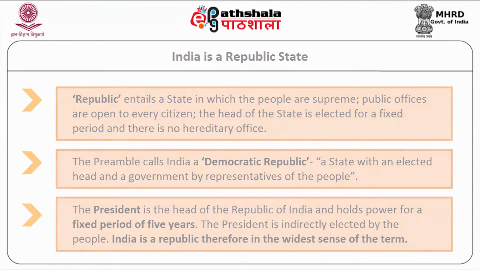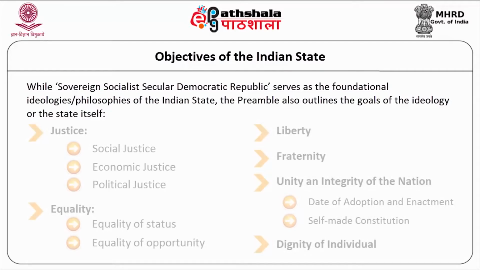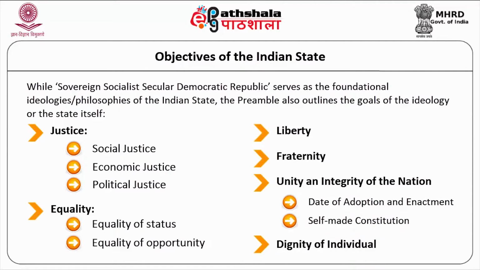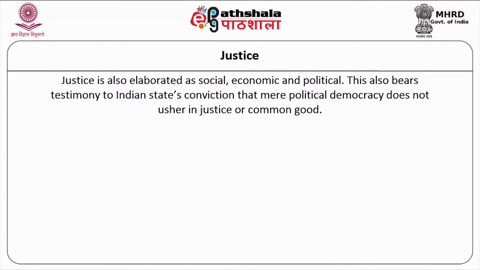While sovereign, socialist, secular, democratic republic serves as the foundational ideologies of the Constitution, the preamble also outlines the goals of these ideologies, which are justice, equality, liberty, fraternity, unity and integrity of the nation. Now we will discuss all these terms in detail. First of all, justice has been mentioned and given priority over equality and liberty, as it is mentioned before both of them. First of all, justice: socio-economic and political.